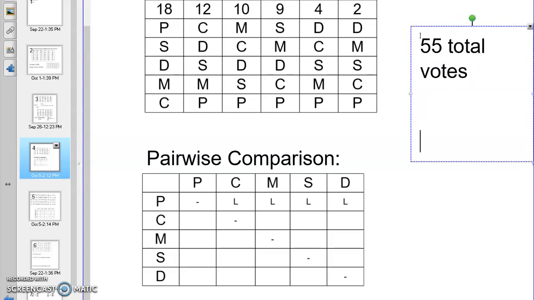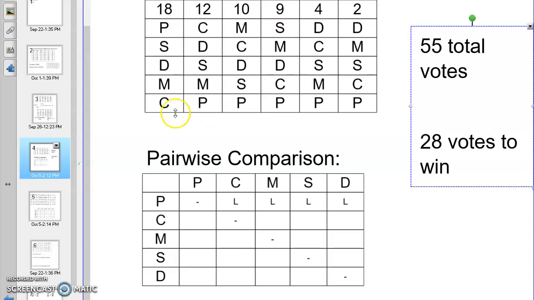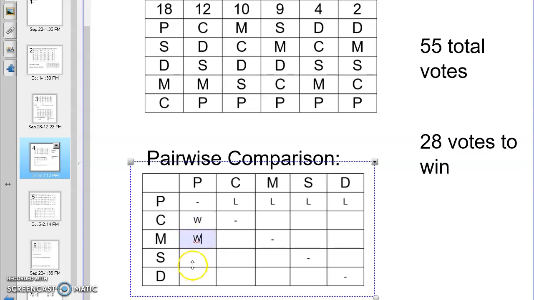So you need 28 votes to win. Okay. So obviously P only gets 18 each time, so it loses. So therefore, it's going to put W's in this column.